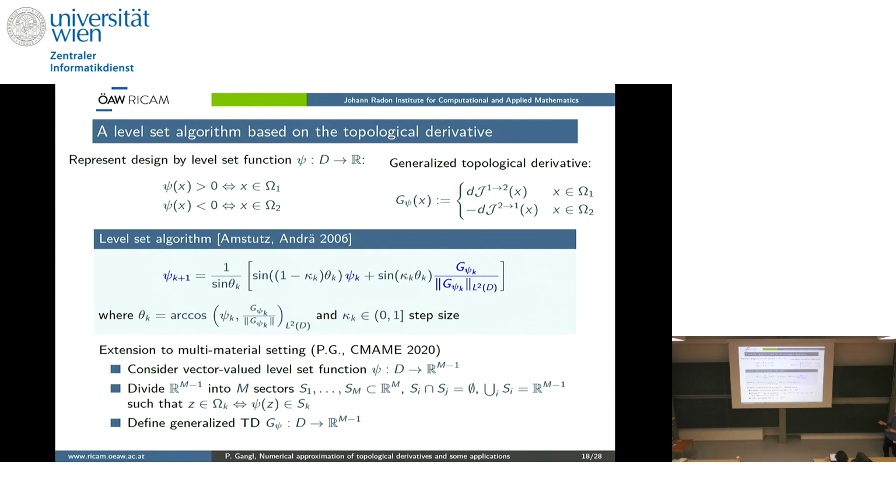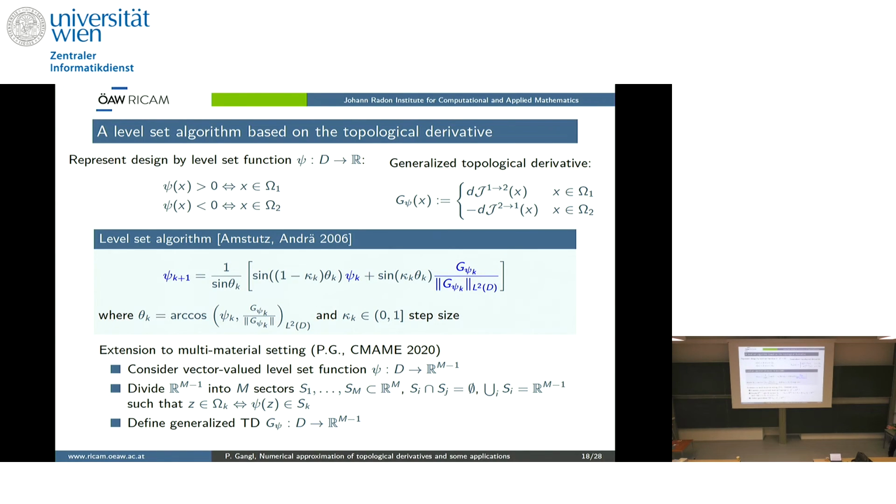If psi of x is in the right half line, if psi of x is positive, you're in omega 1. If it's in the other half line, you're in omega 2. And the same idea carries over in this multi-material setting where you just divide the R^(m-1), think of R^2 in the case of 3 materials. You divide the R^2 into 3 sectors, and each sector corresponds to 1 material. So this is a way to represent m materials by a vector valued level set function.